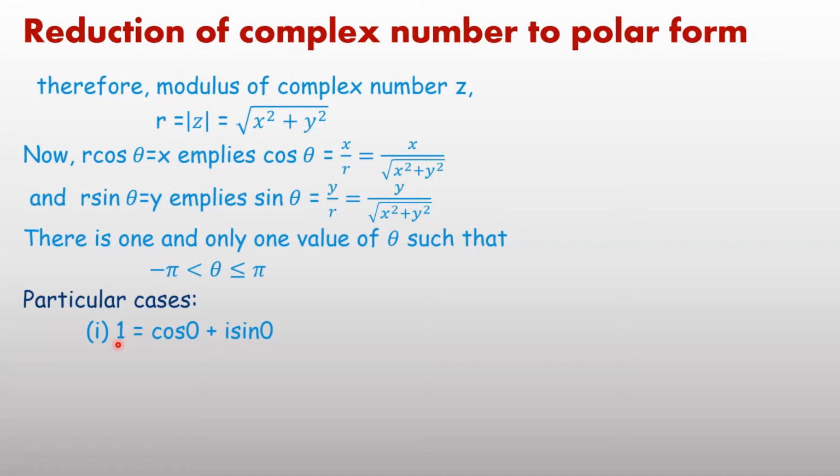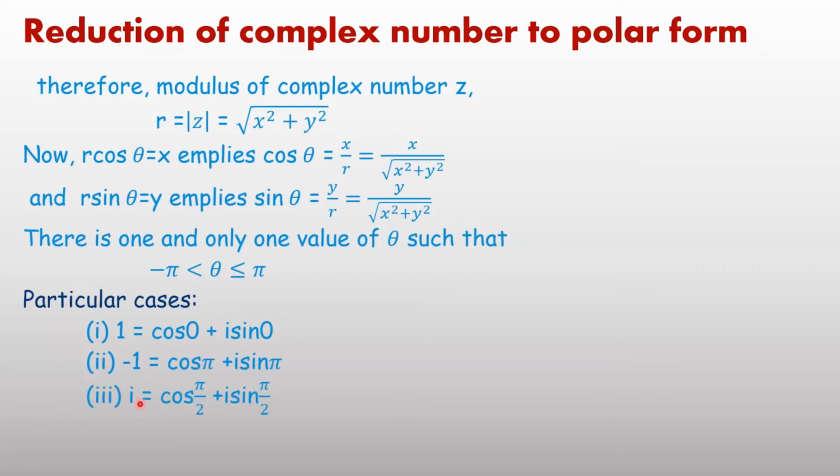If one is written, 1 we can write as cos 0 plus i sin 0, because the value of cos 0 is 1 plus i and the value of sin 0 is 0. 1 plus i into 0 means 1. So 1 we can write in complex form as cos 0 plus i sin 0. Minus 1 equal to cos pi plus i sin pi. The value of cos pi is minus 1 plus i sin pi 0. Minus 1 plus i into 0 means minus 1.